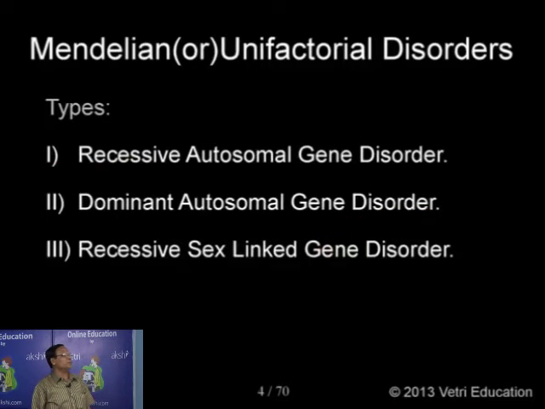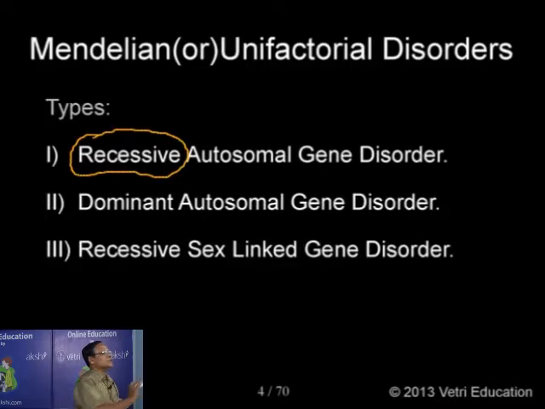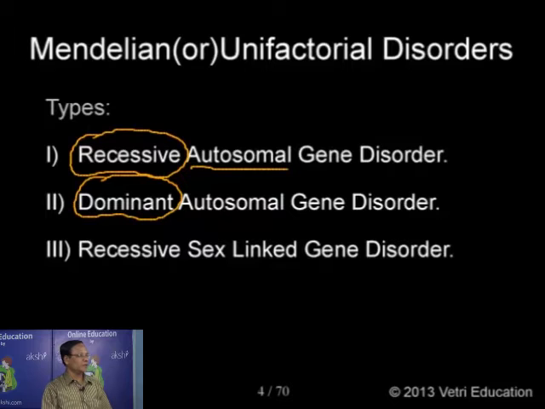Now let's take the first category, Mendelian or unifactorial disorders. These are disorders caused by a change in a single gene. That's why they are called unifactorial disorders. It depends on the quality of the gene, so it is also called qualitative inheritance and Mendelian inheritance. Some disorders are caused by recessive genes located on the autosomes. That is recessive autosomal gene disorder. Second, some genes are expressed as a dominant character. If a dominant gene undergoes some change, it causes a disorder. That is called dominant autosomal gene disorder. Both are located on the autosomes.